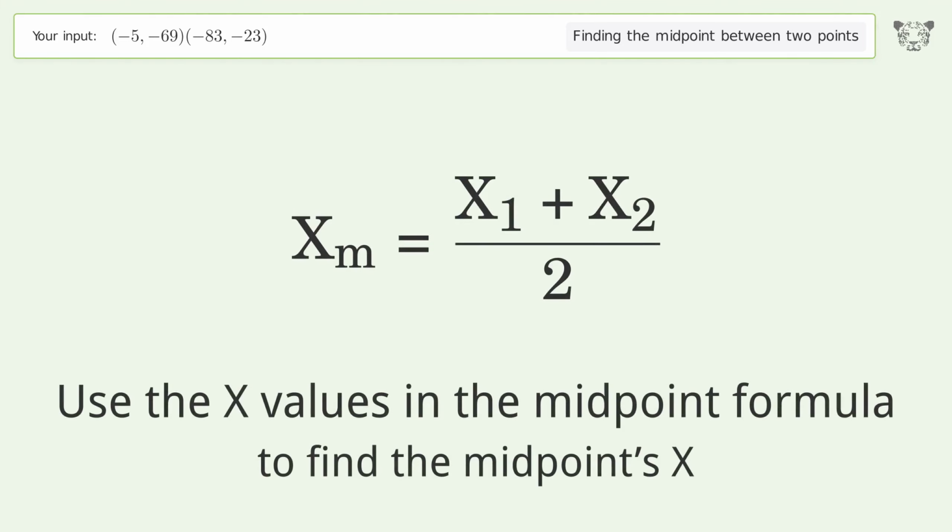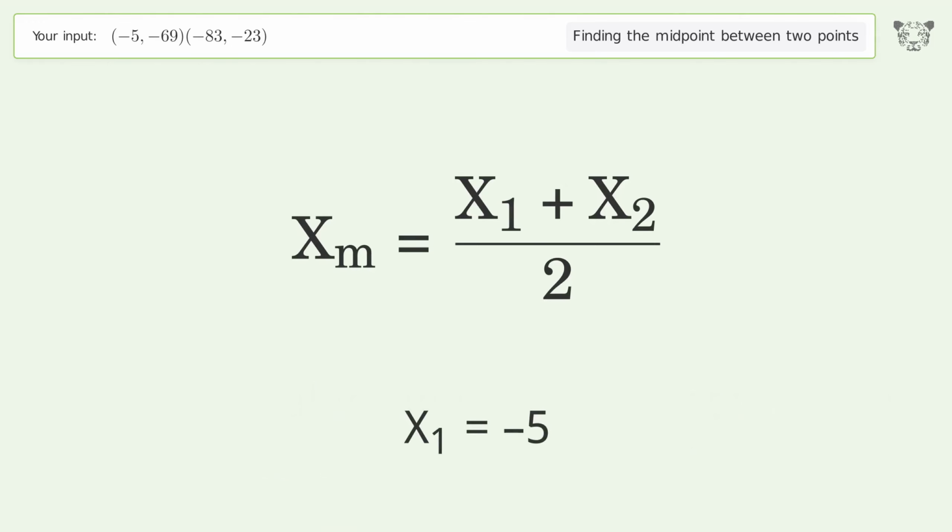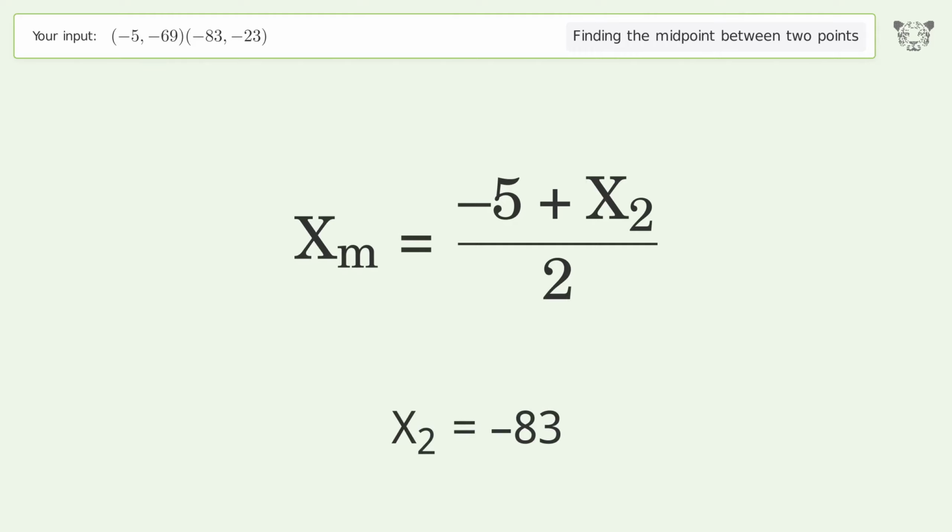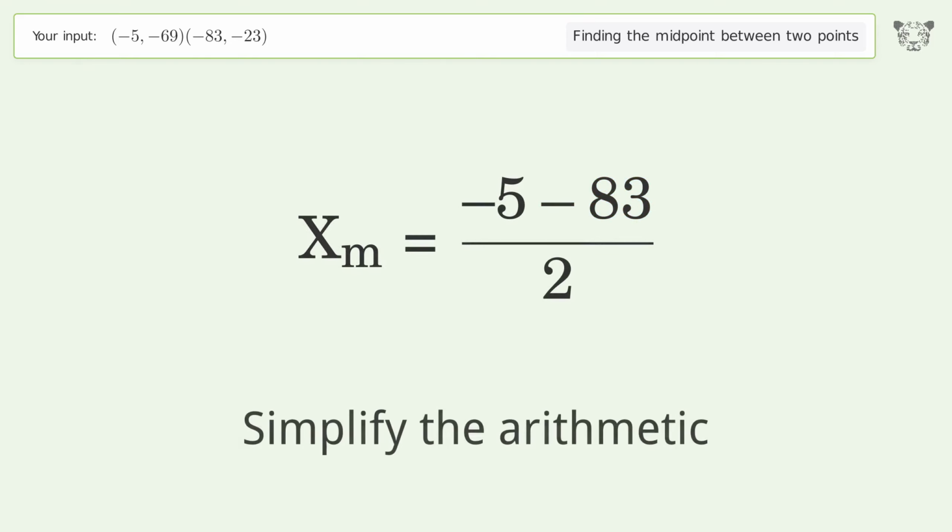Use the x values in the midpoint formula to find the midpoint's x. x1 equals -5. x2 equals -83. Simplify the arithmetic.